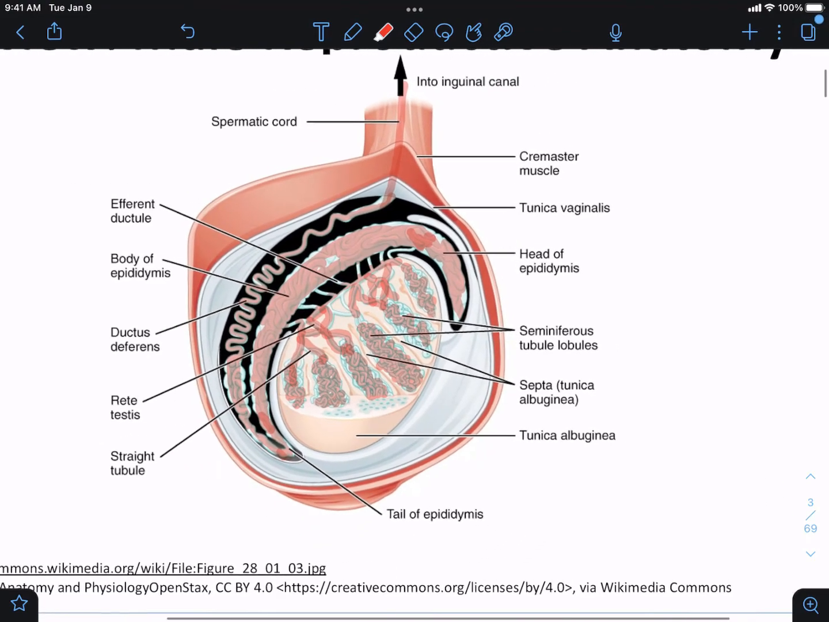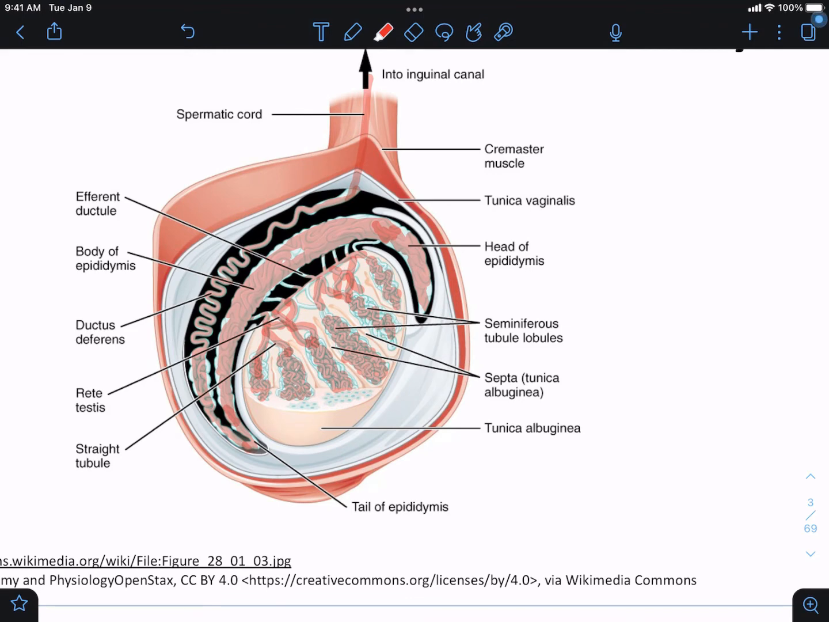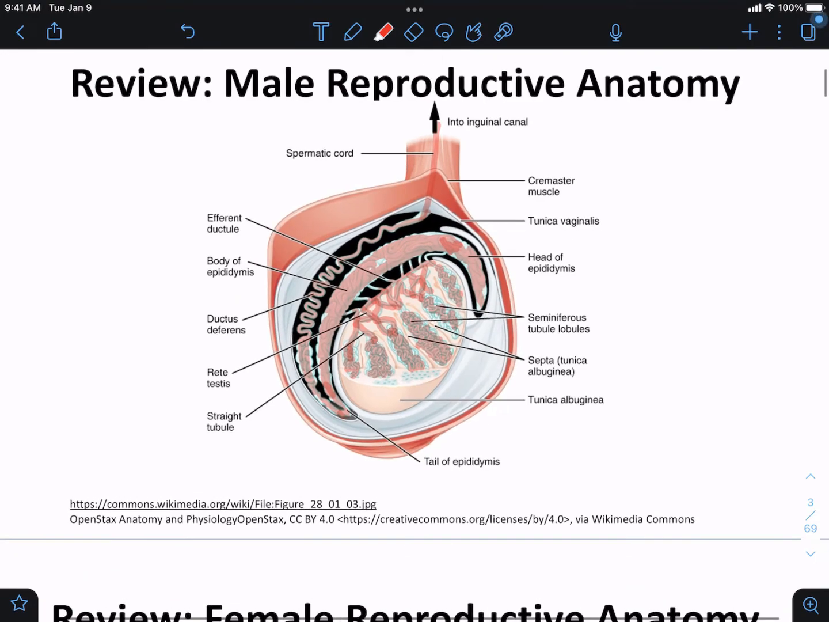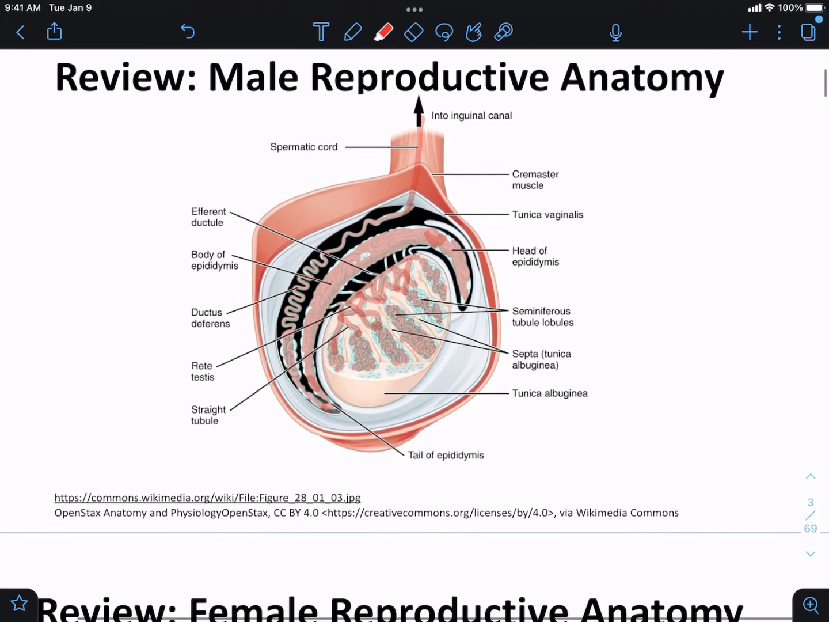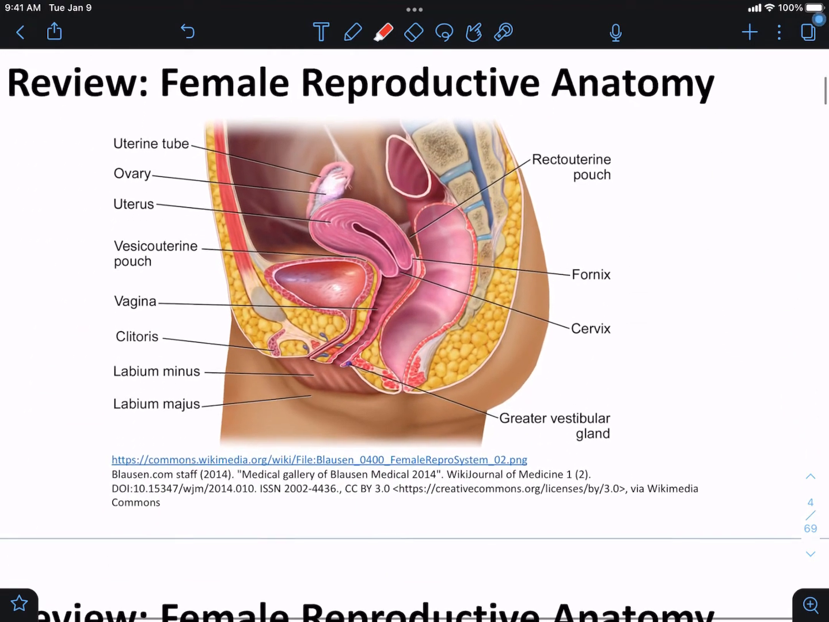Now, a lot of the rest of this, you can take a look at. You can see that we've got other anatomical structures being identified, but since this is a physiology course, I'm going to be focusing primarily on those structures that we will be talking about in terms of function. So let's take a look at the female anatomy.